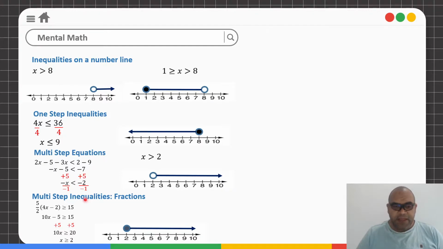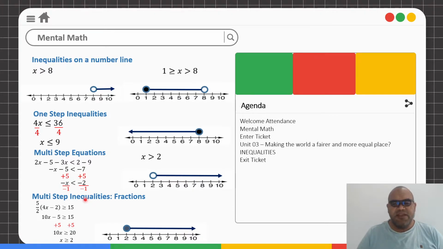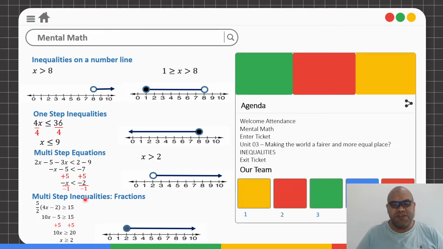Okay? Here is our lesson. Here's our mental math today for our last class. Guys, here is our presentation. We have a special one with you there in the classroom. But here's our agenda. Remember, we are still working on Unit 3, making the world a fairer and more equal place. And we're talking about how to solve inequalities today. Guys, you see our team, this special slide you have for each class. You will see all of you here.